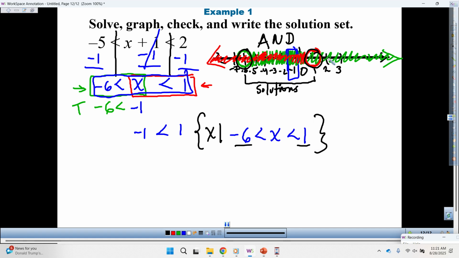So what does that mean over here, Mr. Q, where the green is at? Look up. Over here, that's no solutions. And how about over here, Mr. Q? That's no solutions. The only possible solutions are in between here.